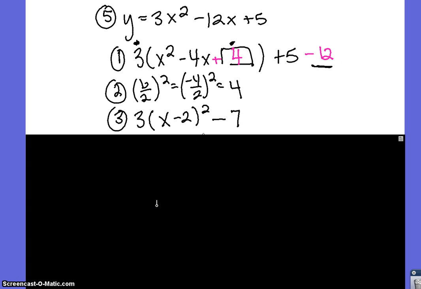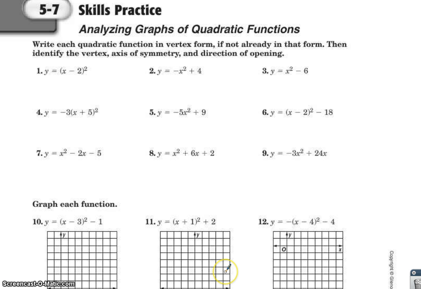Okay, I know this one's a little bit different, but again, look at the example on the paper and use my example on the video. So flip the page, and let's look at another example. Okay, the next section that I'm looking at says write each quadratic function in vertex form. If not already in that form, then identify the vertex, axis of symmetry, and direction of opening. So I'm going to work a few examples in this section. I'm going to work problems 2, 4, and 8.